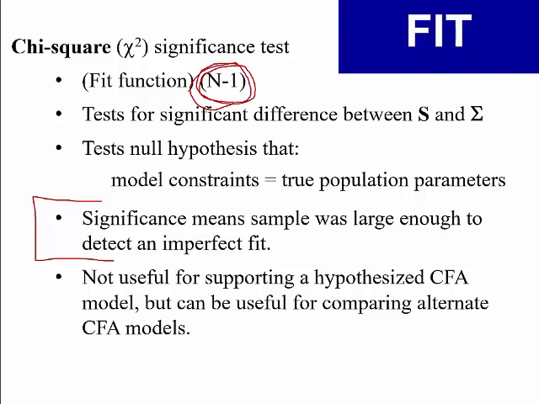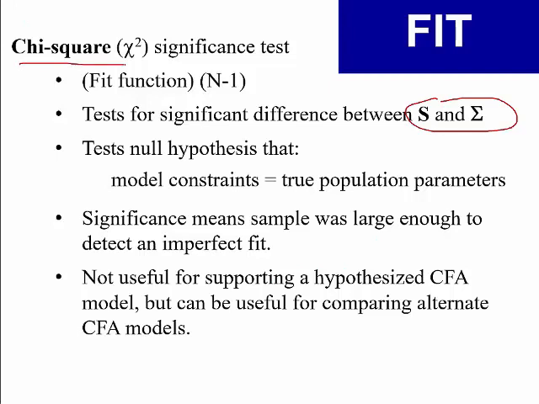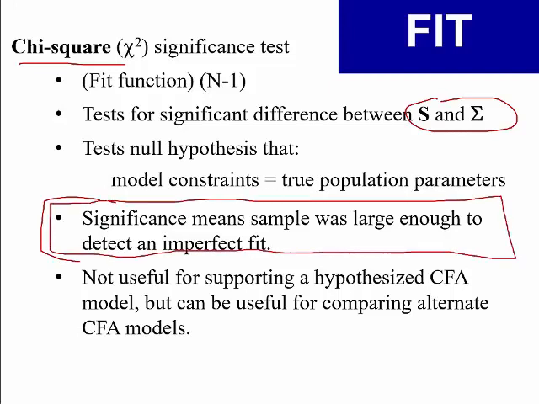Our fit function is relative. We take a fit function times our sample size minus 1, which means we're going to get bigger and bigger values as our sample gets bigger. So if you have a really big sample, that means you have a lot of power to detect a difference between your two matrices. If you have a small sample, you don't have that much power. And that's one of the key limitations of using this chi-square test. It's a test that's driven largely by your sample size. If you have a large sample, and when you're doing confirmatory factor analysis, you really need to have a large sample, just about everything you touch is going to be significant.